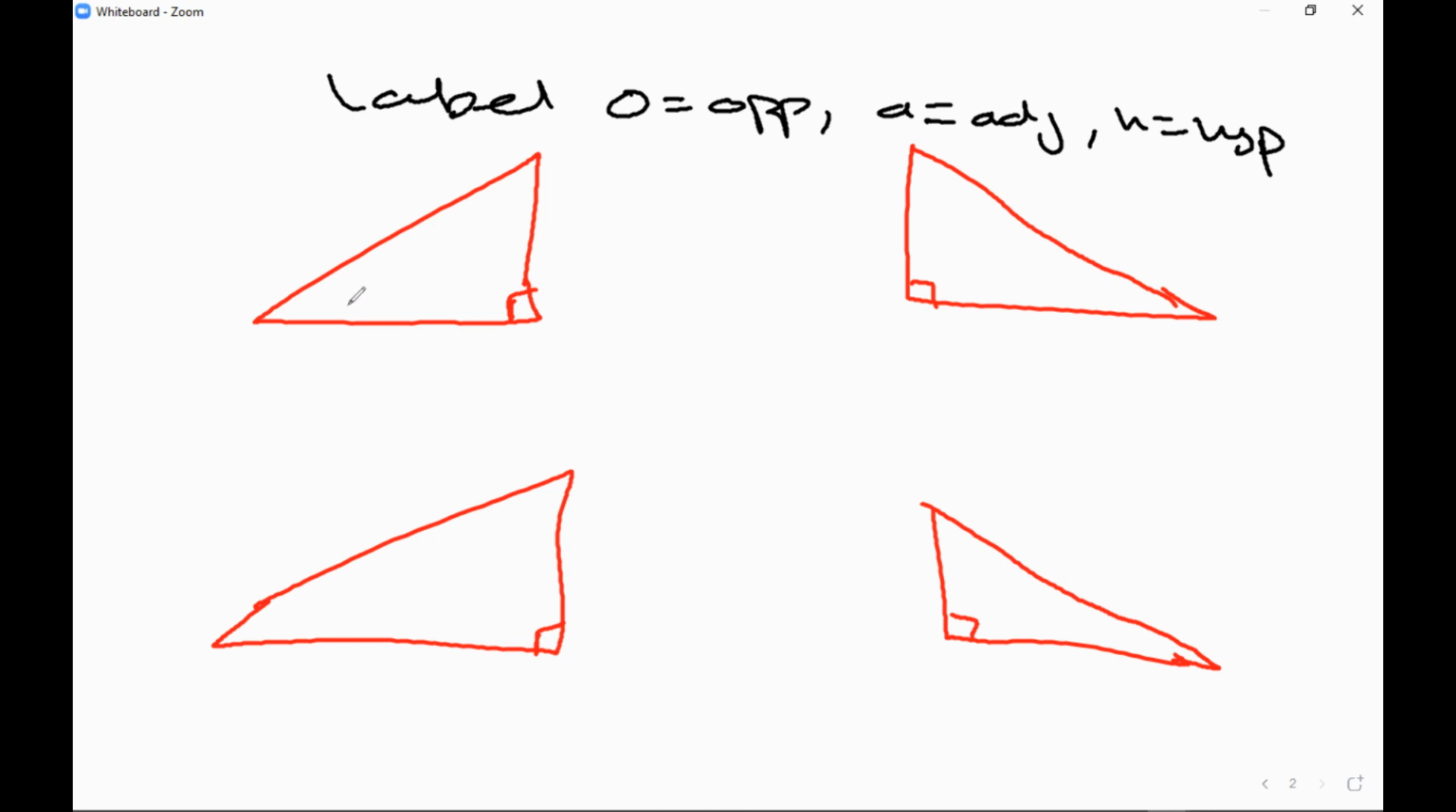I'm going to put the theta here, the theta here, theta here, and theta here. And for each one, you're going to label opposite, hypotenuse, adjacent. Do you know what to do? So where is the angle? The angle is this theta here. It's called theta. If I'm standing here, let's say I'm Spider-Man, and I shoot a web, that's the opposite.